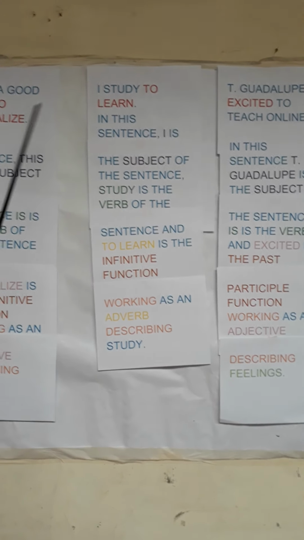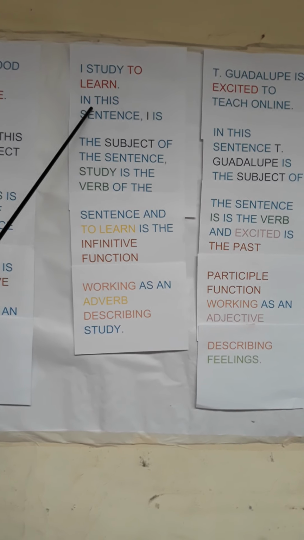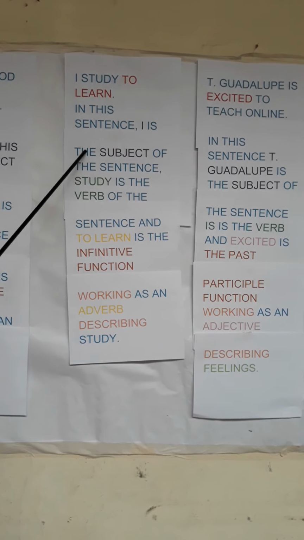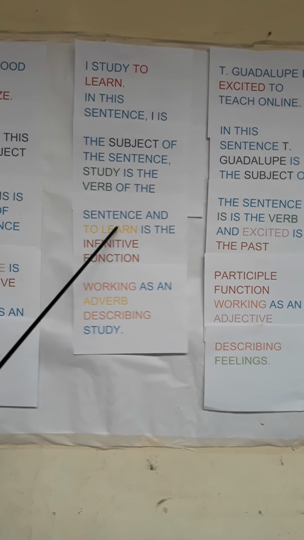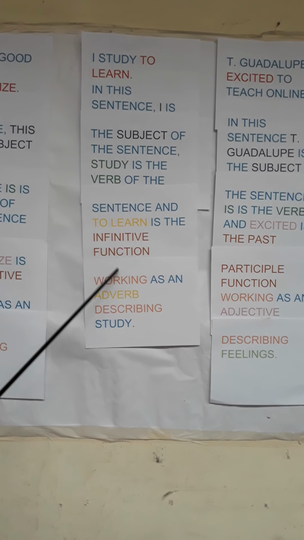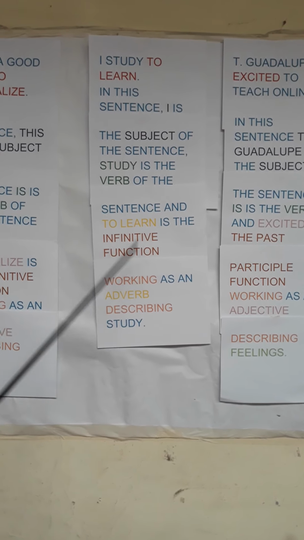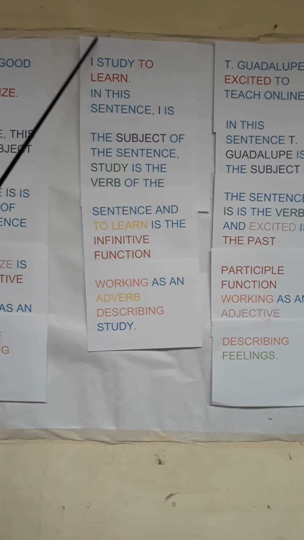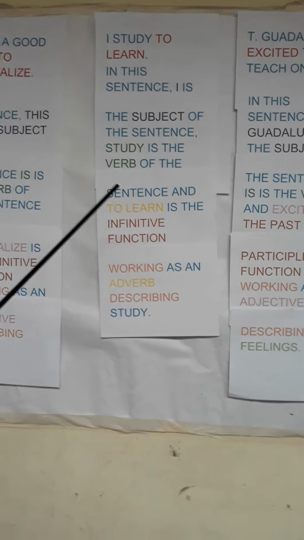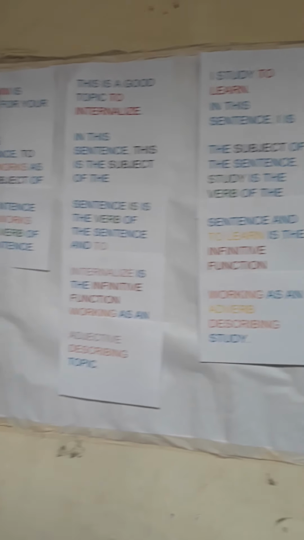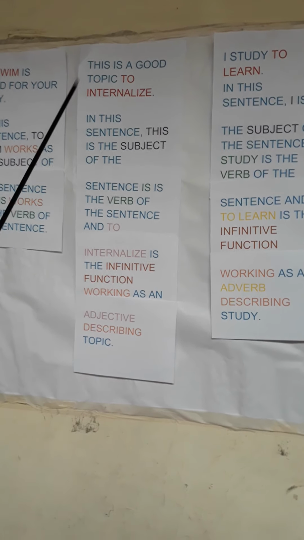And now we're going to see it as an adverb. I study to learn. In this sentence, I is the subject of the sentence, study is the verb of the sentence, and to learn is the infinitive function working as an adverb, describing the verb study, answering to why. Why do you study? I study to learn. So as you can see, the infinitive function can work as a noun, can work as an adjective, or can work as an adverb, but never as a verb.